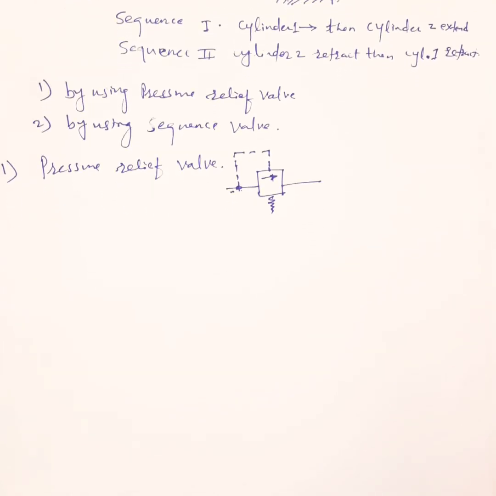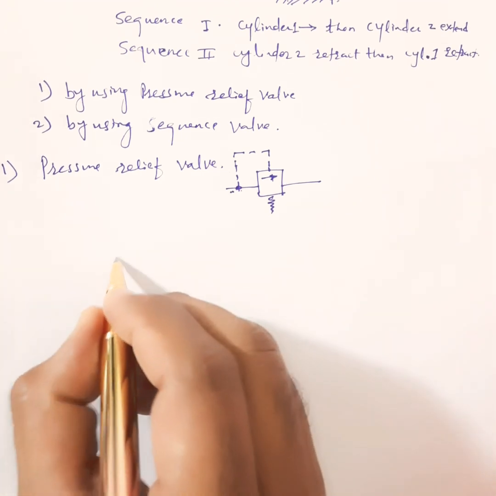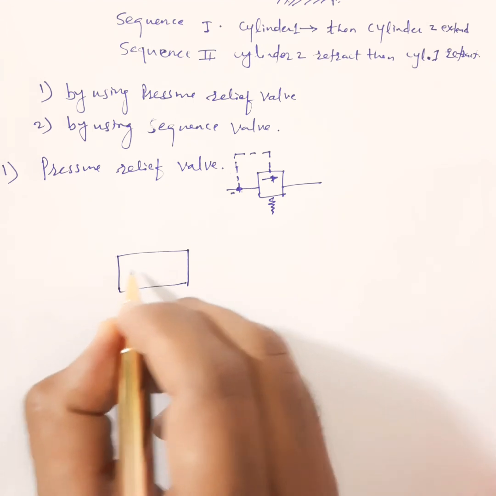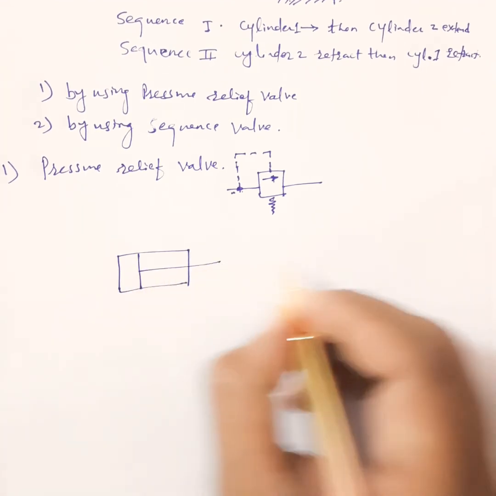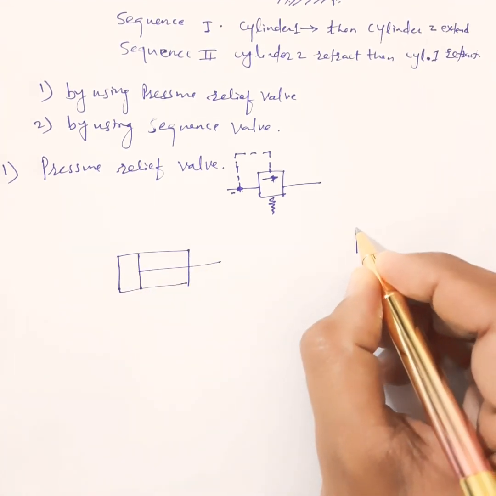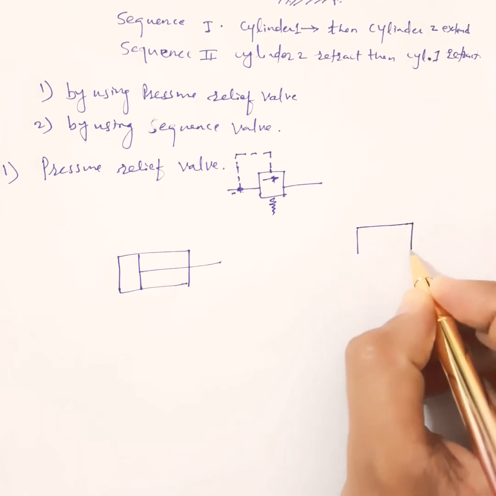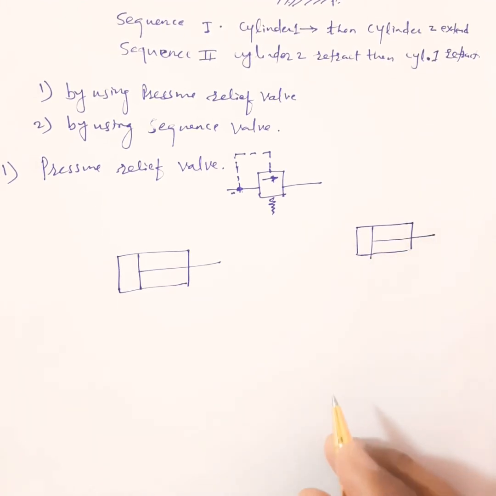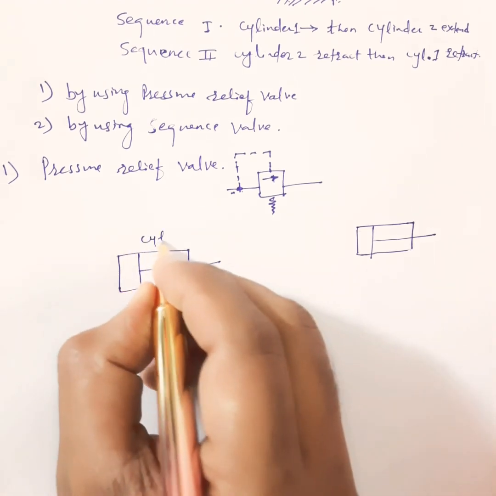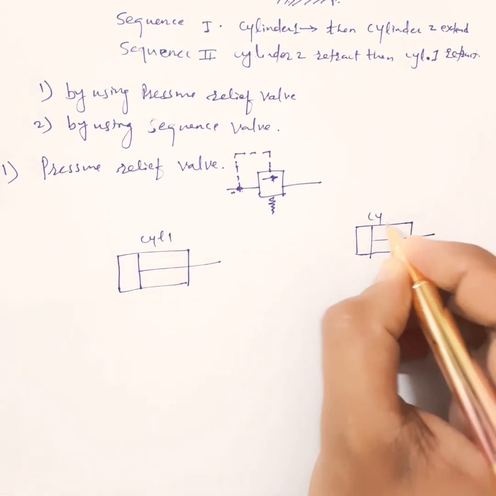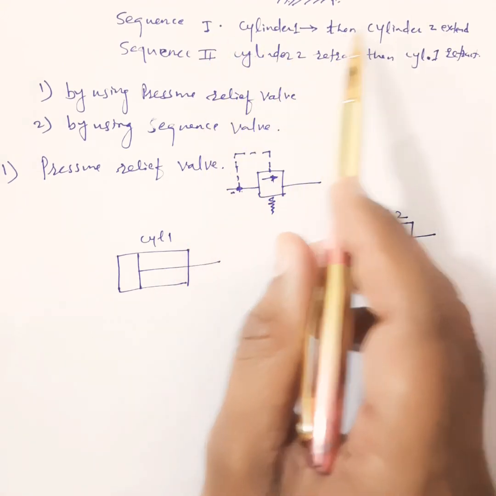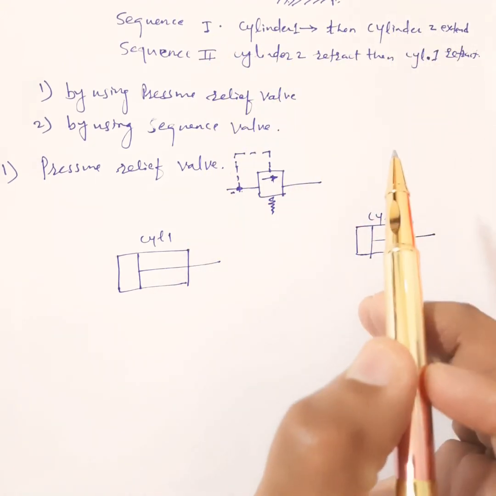Now we'll use this valve for the sequencing circuit. Suppose you have two cylinders here. For example, this is cylinder 1, and here one more cylinder, cylinder 2. Now our sequence is that first cylinder 1 should extend, then cylinder 2 extends. In this way we have a sequence.